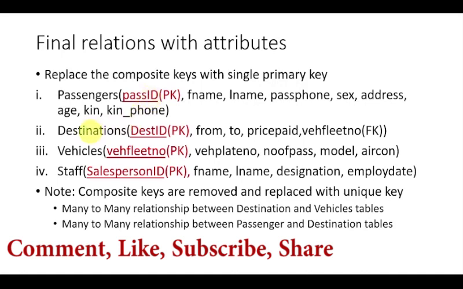Now, destinations. We also had from and to. So to reduce the complications, because remember we had from and to as a primary key, but sometimes to identify it when we are going to pull it into another table, it may be a bit difficult. So the first thing we need to do is to form a destination ID here as a primary key.